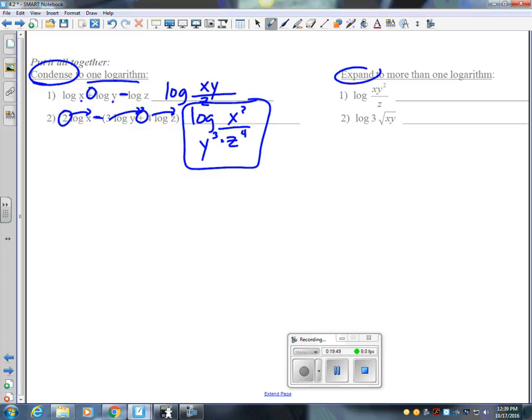All right, and the last one, expand to more than 1 log. So log of x times, that turns into plus, log of y, but this 2 needs to go out front. So I'm going to squeeze it in right there. 2 log y. Division turns into subtraction, log z.